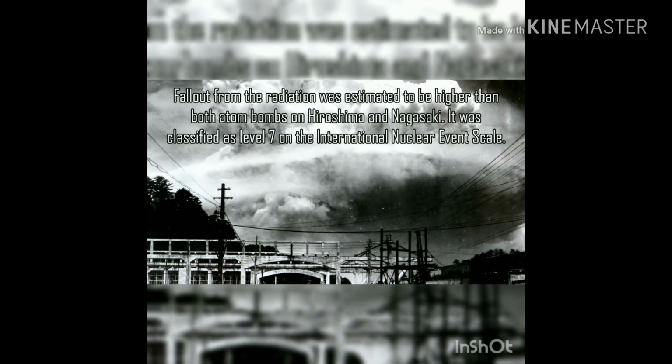Next is the Chernobyl meltdown. On April 26, 1986, a major accident occurred at Unit 4 of the nuclear power station at Chernobyl, Ukraine, an explosion caused by poor management. It cracked open one of the plant's nuclear reactors and leaked large quantities of radioactive particles into the atmosphere. Fallout from the radiation was estimated to be higher than both atom bombs on Hiroshima and Nagasaki. It was classified as level 7 on the International Nuclear Event Scale. The wind spread the radioactive clouds all over Europe.